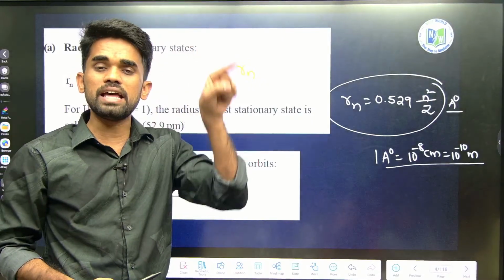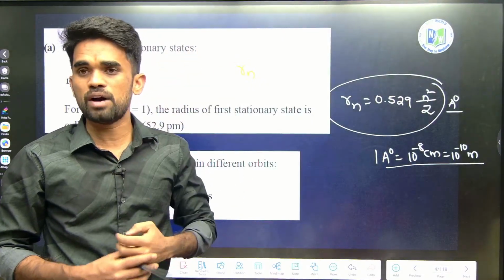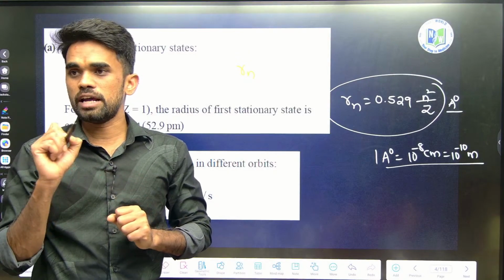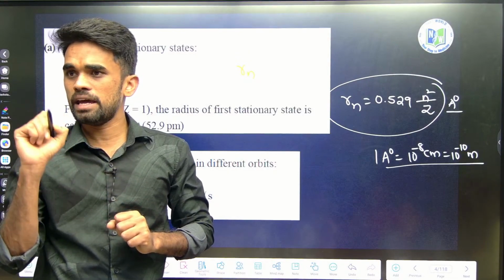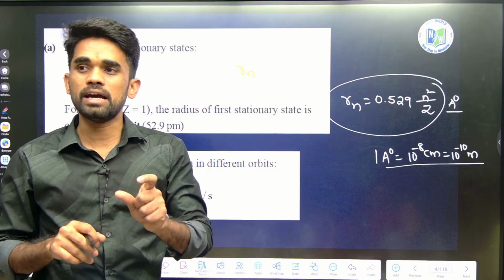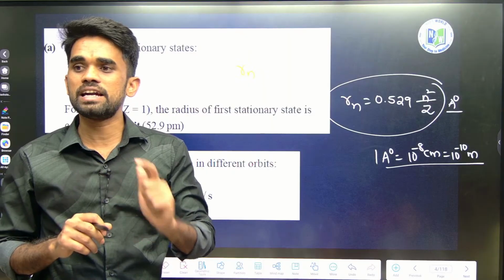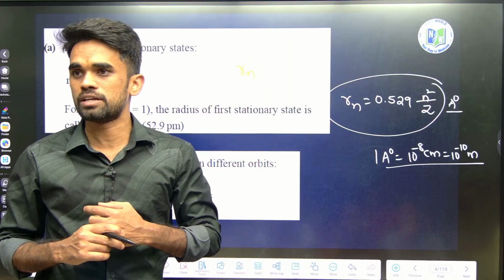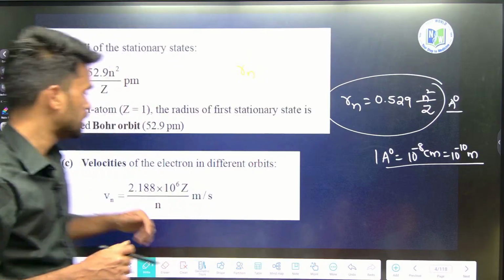for an electron revolving in an nth orbit, what is the formula? 2.18 into 10 power 6 Z by n meter per second. Now how many times is the velocity of light greater than the velocity of the electron revolving in the first Bohr orbit of hydrogen atom? 137 times. Okay, so these are the formulas.